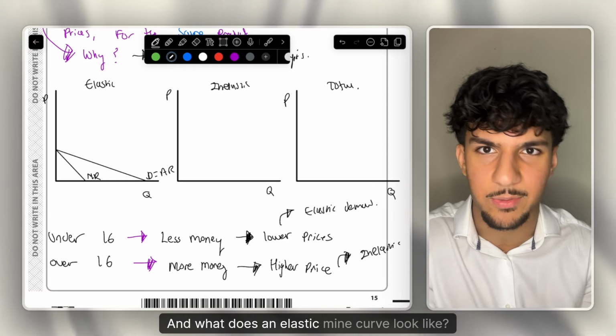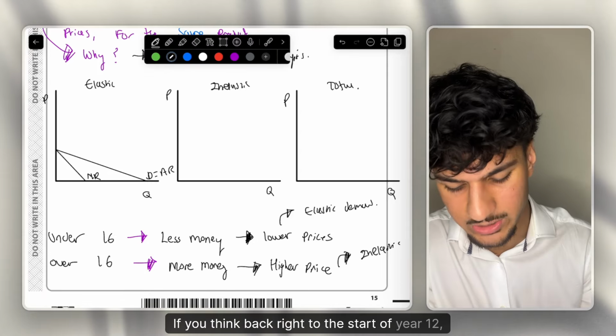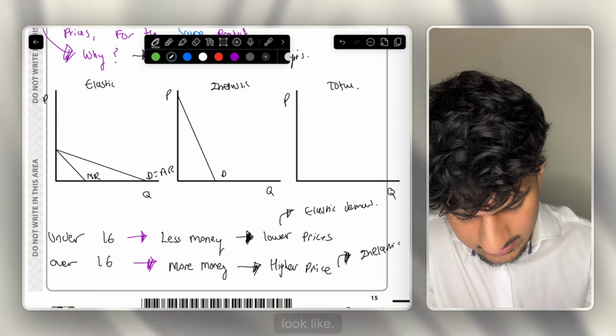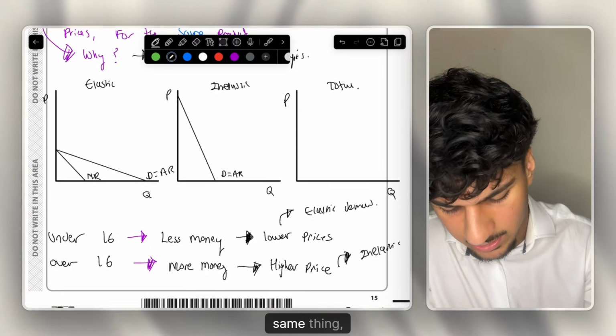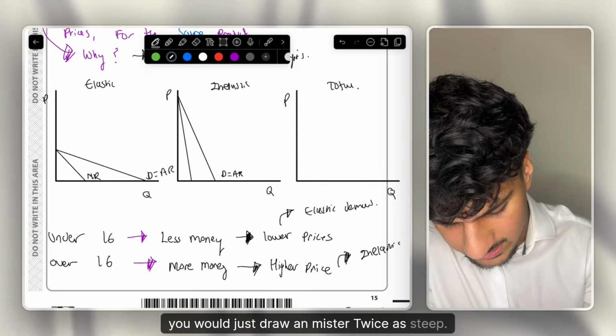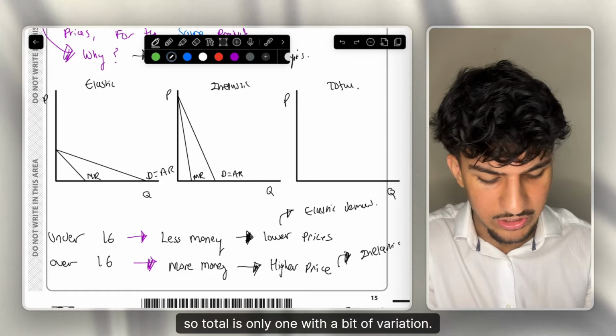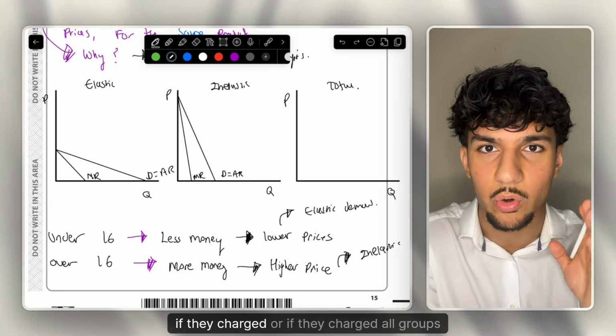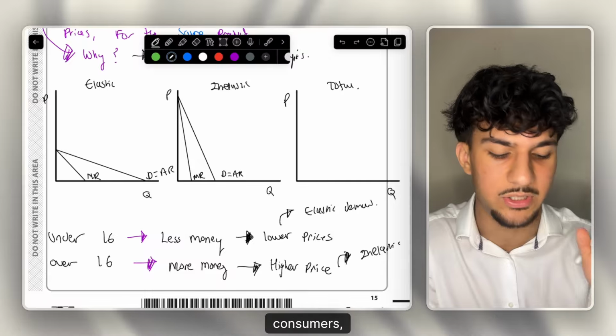And what does an inelastic demand curve look like? If you think back right to the start of year 12, it's quite steep, isn't it? So this is how an inelastic demand curve would look like. So D equals AR, and like I said, same thing, you would just draw an MR twice as steep. So total is the only one with a bit of variation, and like I said, it's if the firms did not price discriminate, if they charged all groups of consumers one price.